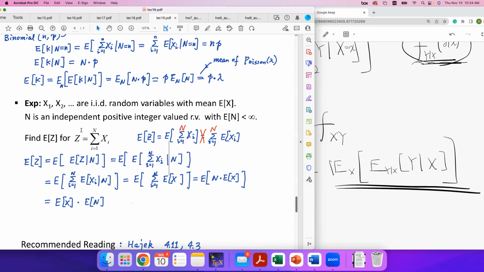So in the end, we conclude that the expectation of this random variable z is given by the product of the expectations of these two random variables. Indeed, E of z is a number, because the expectation of xi is a number, and the expectation of n is also given as a number. These are two numbers.